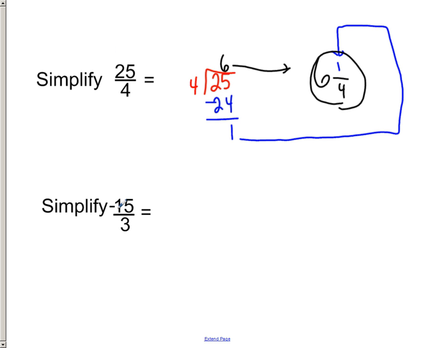Now let's go through and do this one. And actually, let's just make this a positive 15 thirds. I don't want to get into that just yet. 15 divided by 3. Well, 3 goes into 15 5 times. So our answer is going to be 5. How many is left over? None. So there's no fraction. Technically, it'd be like 0 over 3, because we'd keep the same denominator, but that's the exact same thing as saying 5. So we don't need a fraction when we have nothing left over.